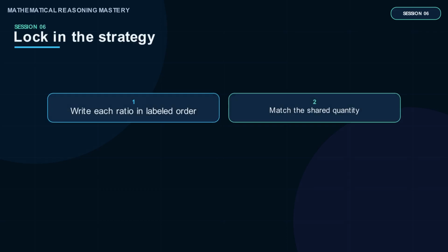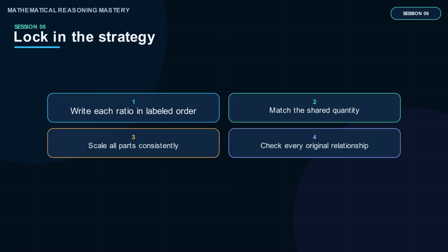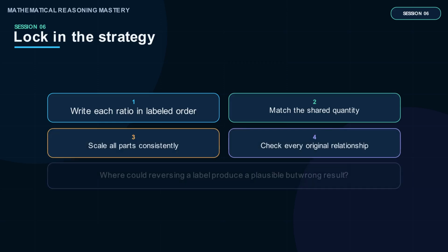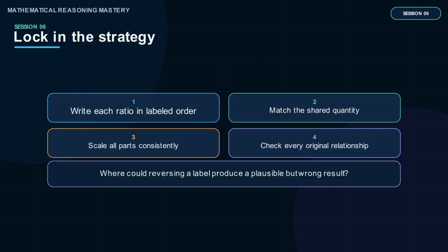The central message is to combine chained ratios. Combine that with the discipline to distinguish direct and inverse relationships. Finish by remembering to preserve labels and units. A result becomes dependable only when the method and verification are both clear. Reflection: where could reversing a label produce a plausible but wrong result? Name the exact point where an incorrect path would first become visible.